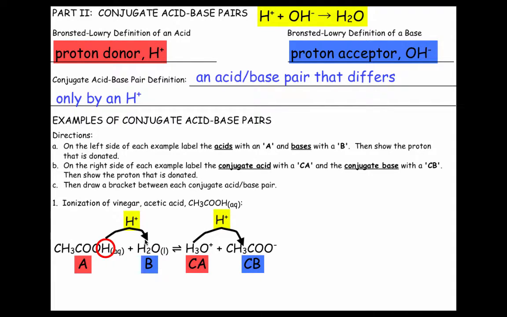And then our final direction, draw a bracket between each conjugate acid-base pair. The acid-base pair only differs by an H. If you take a look at H2O and H3O, there's just a difference of an H. So this would be a conjugate acid-base pair. And then on the other chemical, CH3COOH, and over here, it's missing the H, so they only differ by an H. So these two are the conjugate acid-base pairs.